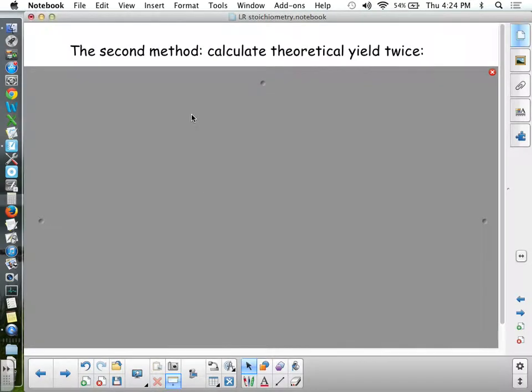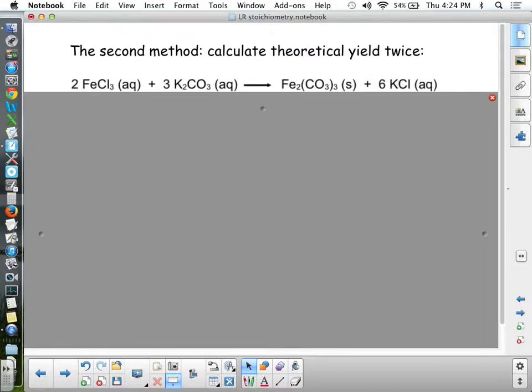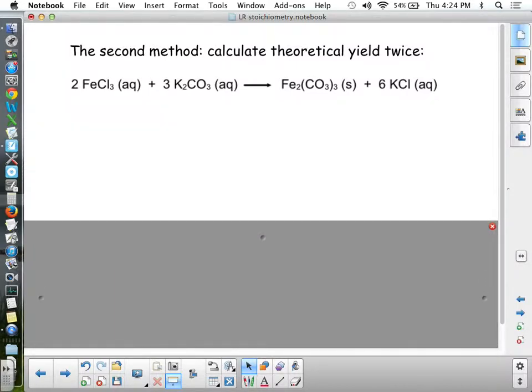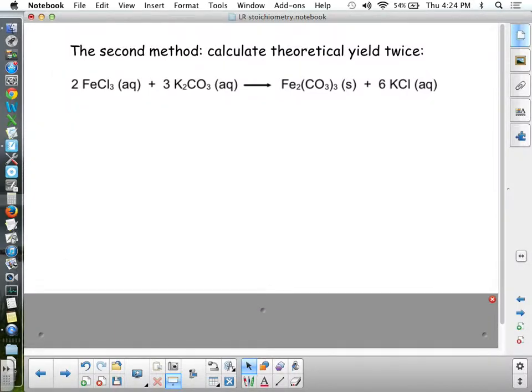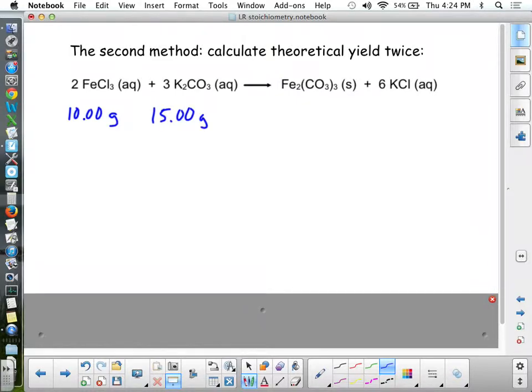Okay, we're back. In the previous video, I showed you one method for calculating the theoretical yield in a limiting reactant stoichiometry problem. Now I'd like to show you another way, which is what I call the calculate the theoretical yield twice method. Here's our reaction again. Iron(III) chloride reacting with potassium carbonate to form a precipitate of solid iron(III) carbonate and potassium chloride in solution. If you recall, we started out with 10.00 grams of iron(III) chloride and 15.00 grams of potassium carbonate.